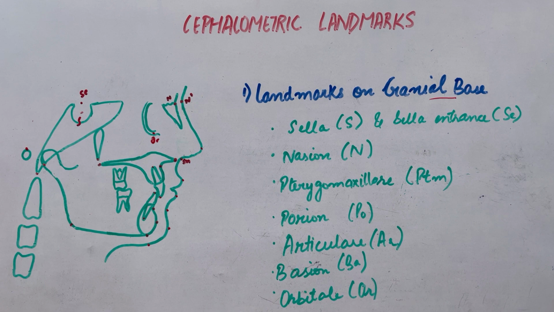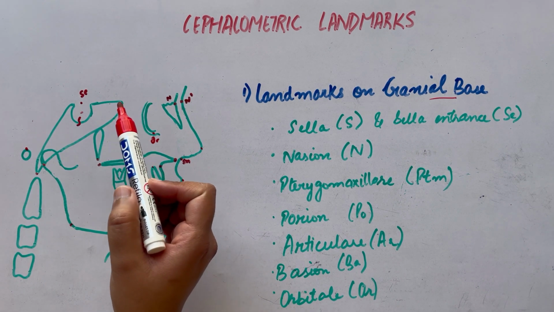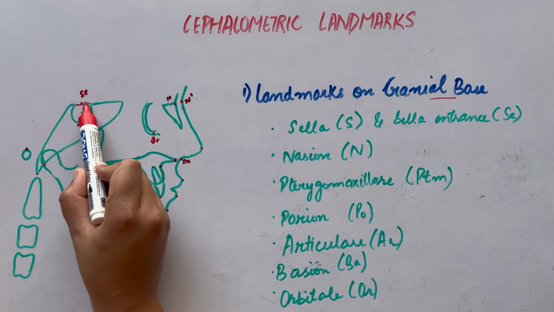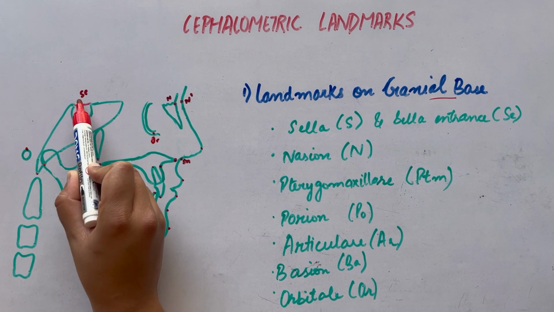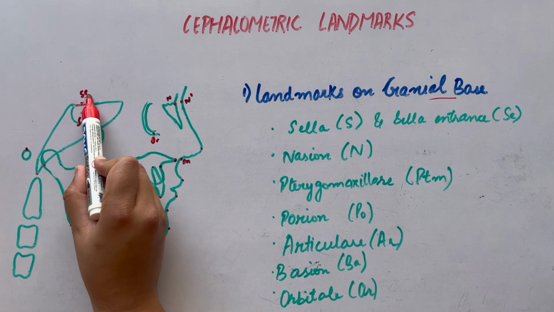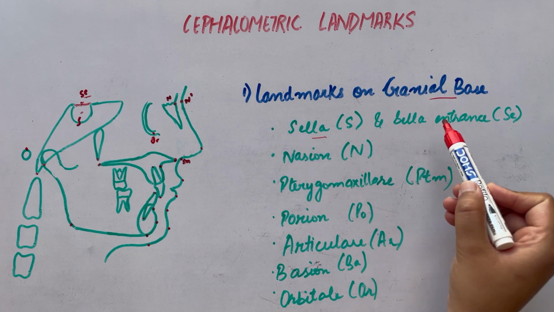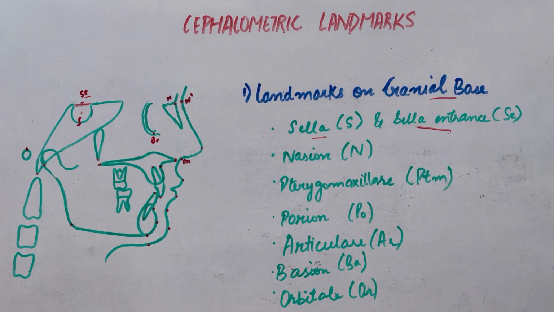Now what is sella entrance? Now sella entrance is the point. This is the sella, the entrance of the sella. Now at this midpoint is the sella entrance point. Now sella and sella entrance are two different points.